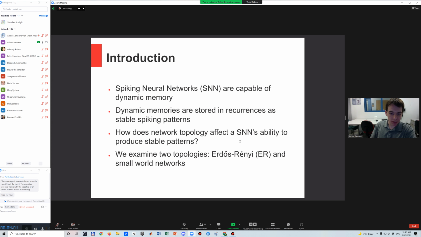The two network topologies we looked at were Erdos-Renyi random graph networks and small world networks. The ER graph networks are pretty commonly used with spiking networks. Some of the related works use them, so they're well known. And we chose small world networks because small world structures are very prevalent in nature, especially in biological brains ranging from roundworms up to humans. So the hypothesis being that maybe there's some useful properties there that we can find.